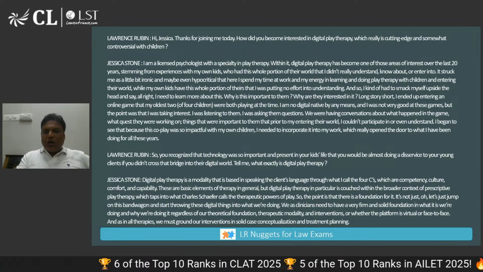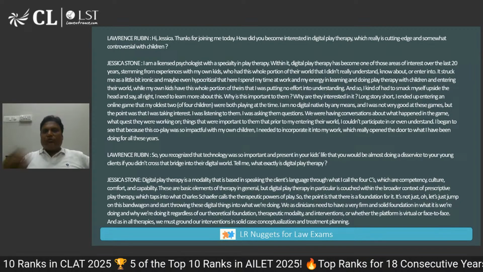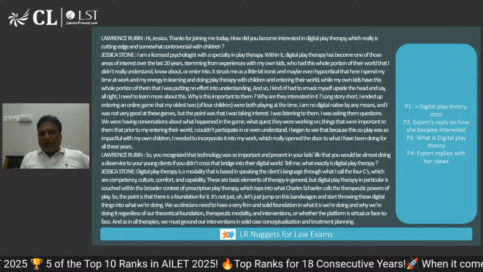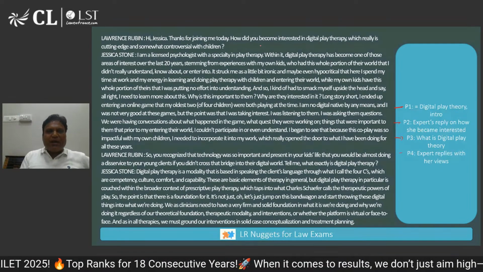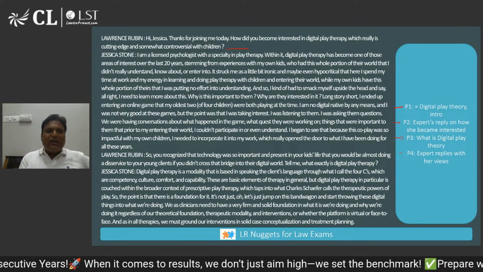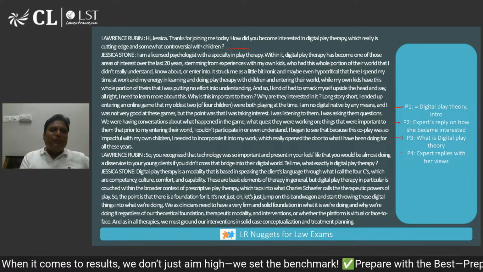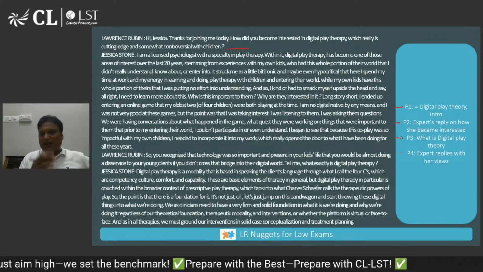Right. So let us see how to do this. Okay, focus here. P1, P2, P3, P4 are my paragraphs. So P1, what is paragraph number 1? This, for example, is paragraph number 1. Basically, you would have read and understood that it is an interview wherein one person named Lawrence Rubin is interviewing another person named Jessica Stone.